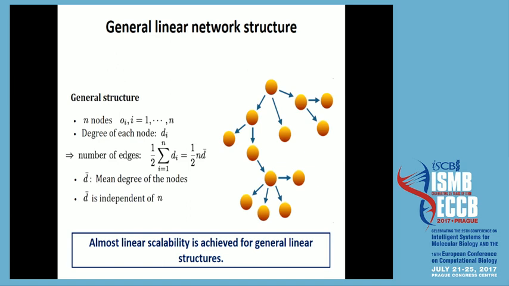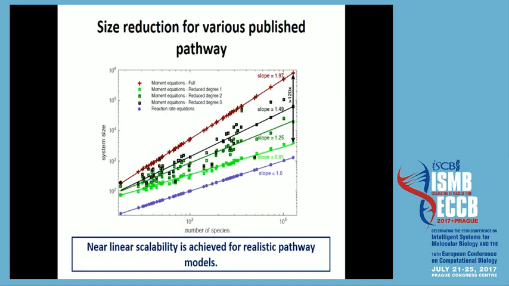Now, for biological systems, it's very often a valid assumption that there are no long-range interactions between the species, and therefore one can assume that this average degree is independent of the size of the network. Therefore, one can see that, again, the S2MA will have a linear scaling with the size of the network. All right, but all of these are somehow simplistic or specific network structures.